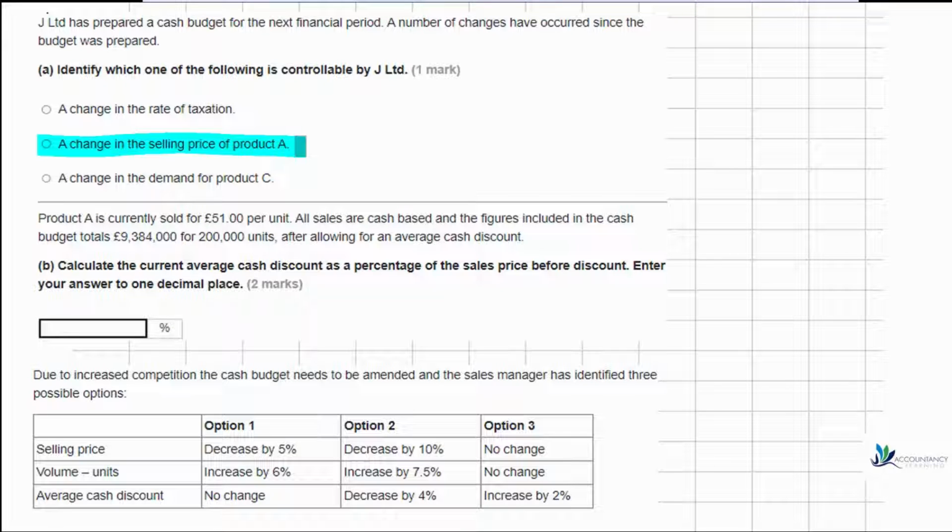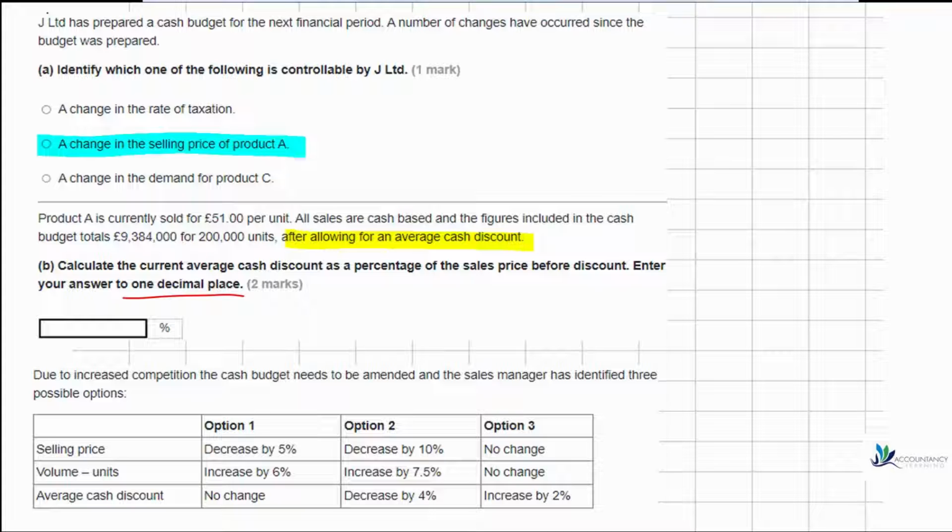Then the next part, product A is currently sold for £51 per unit. All sales are cash based and the figures included in the cash budget total £9,384,000 for 200,000 units, after allowing for an average cash discount. So we need to calculate the current average cash discount as a percentage of the sales price before the discount. And we need to enter our answer to 1 decimal place. That's important because a computer is marking this and the computer will only recognize the format specified in the question. So you need to make sure you put it to 1 decimal place or you risk losing a mark.